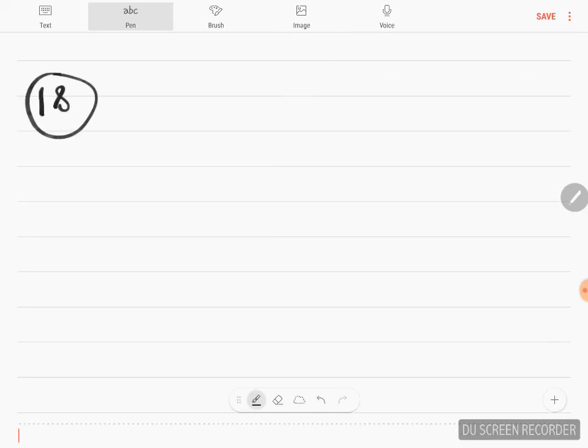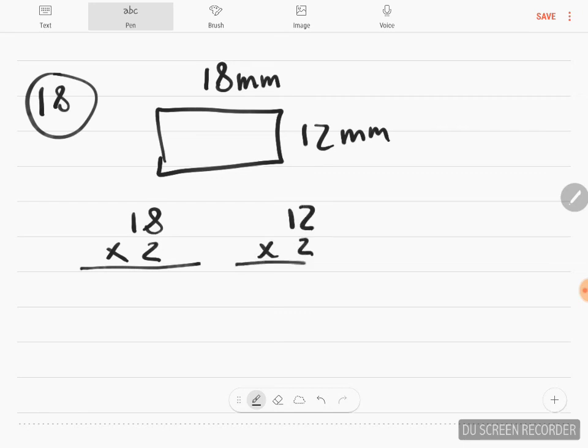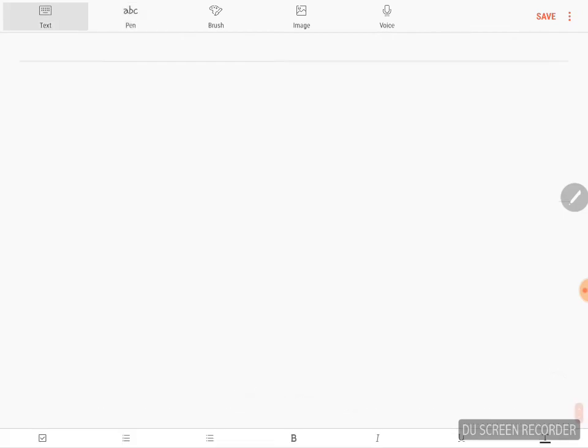All right, number 18. What is the perimeter of this rectangle? We see 18 milliliters and we see 12 milliliters. When we do perimeter, we're just adding up all the outside, right? So I can say 18 times 2. And I can say 12 times 2. Well, we know 12 times 2 is 24. But just in case if we don't know what 8 times 2 is.